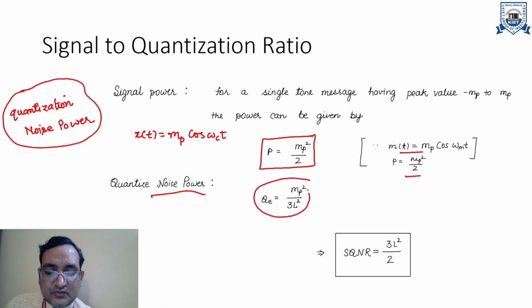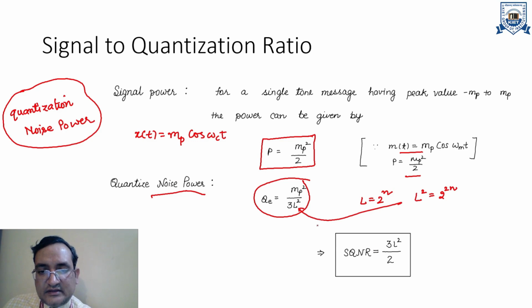Because L is equal to 2 to the power n, L square means 2 to the power 2n. That's why here L square is represented, right? So SQNR, that means signal to quantization noise ratio, will be 3L square by 2 by dividing these two terms. So Mp square will be cancelled out by Mp square, so it will be 3L square by 2. That means signal to quantization noise ratio does not depend upon the peak value, it only depends upon the number of levels. Higher number of levels means higher signal to quantization noise ratio.